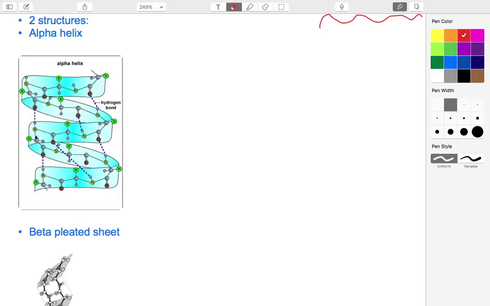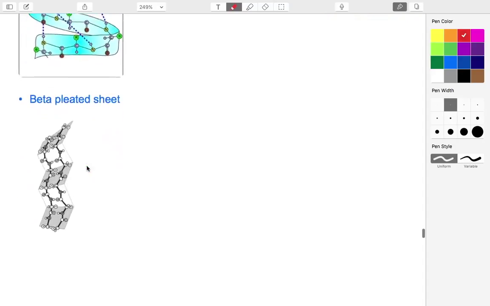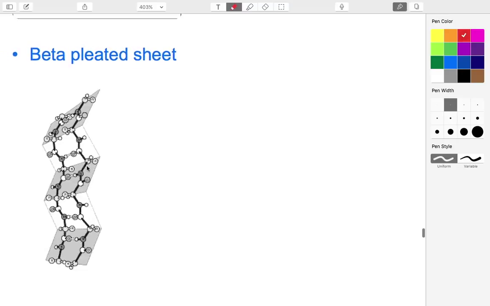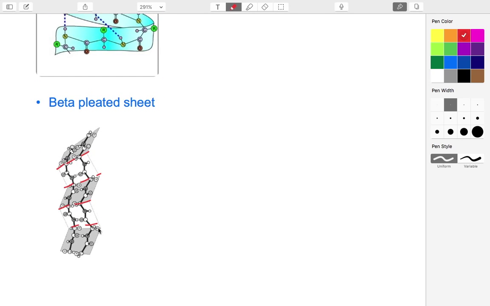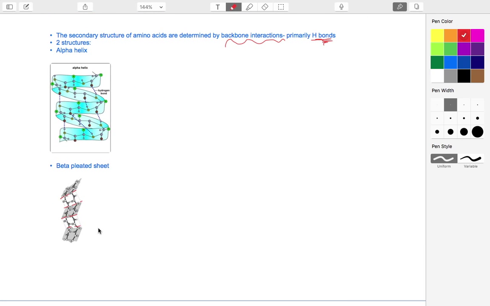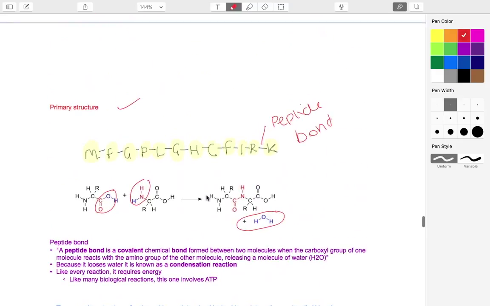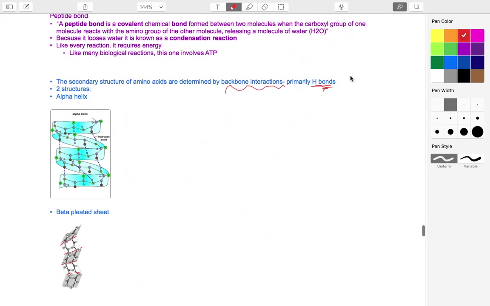You can see with the alpha helix, you have your hydrogen bonds joining the alpha helix, and that stabilises the secondary structure. And with your beta pleated sheet, you have the same thing going on here. So they're also stabilised by hydrogen bonds over here. So your hydrogen bonds go across here, stabilising the structure as it goes. Okay. So that's your secondary structure. So you've already got that down to a T. So primary structure is determined by peptide bonds. Secondary structure is determined by H bonds.